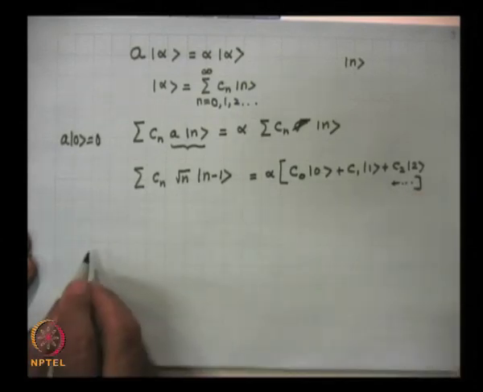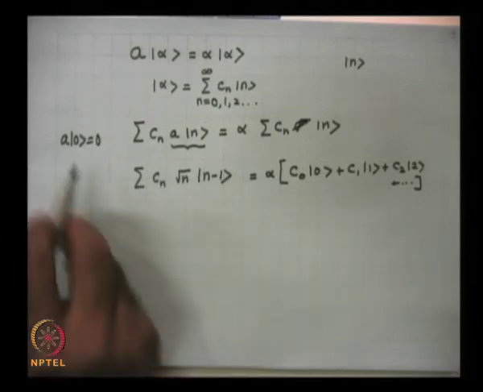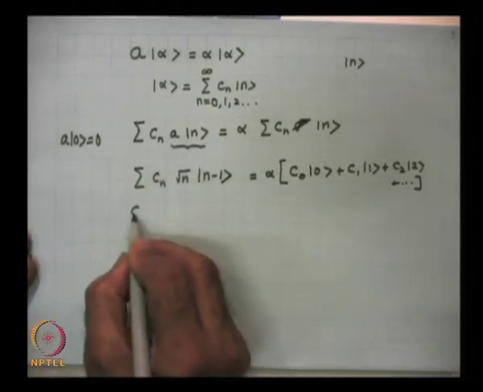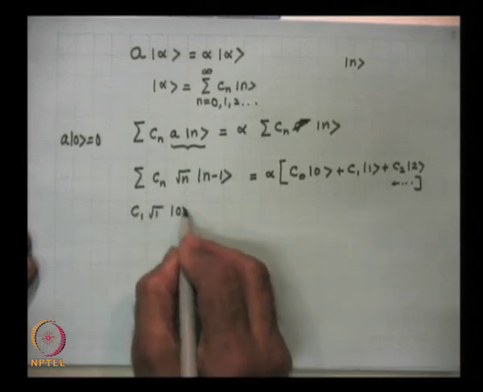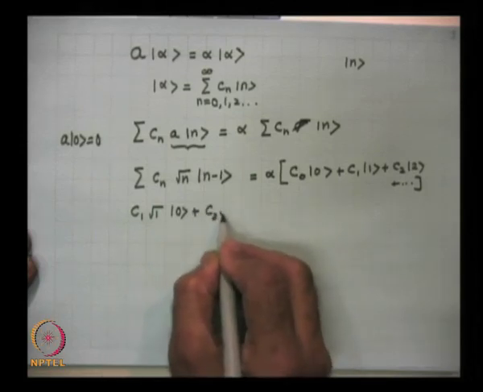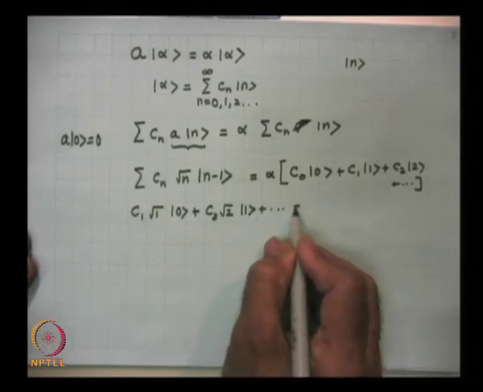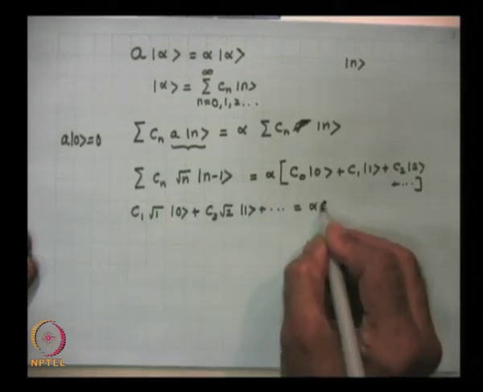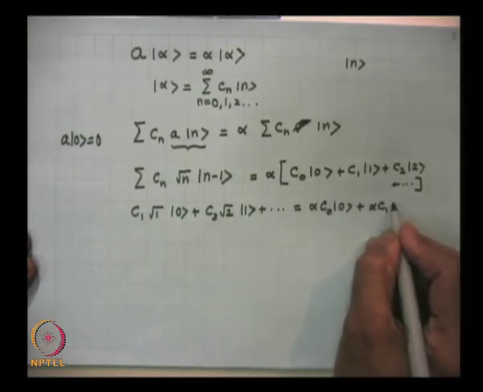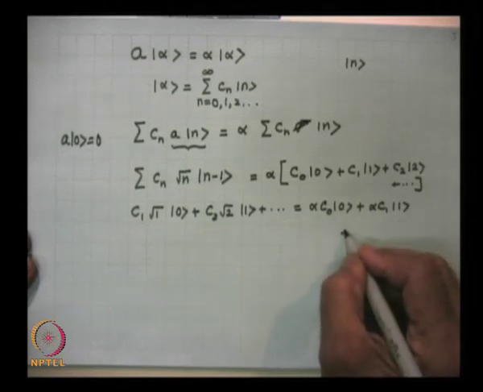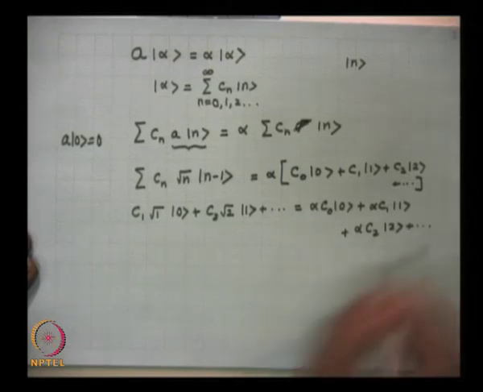And on the left hand side, the first term is 0 because A ket 0 is 0. So it is C 1 under root of 1 ket 0 plus C 2 under root of 2 ket 1 and so on. This must be equal to alpha times C 0 ket 0 plus alpha times C 1 ket 1 plus alpha times C 2 ket 2, etc., etc.